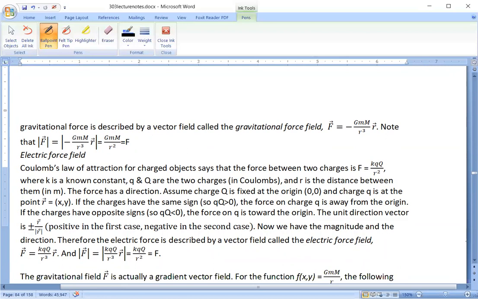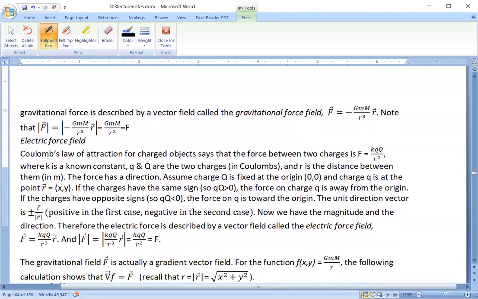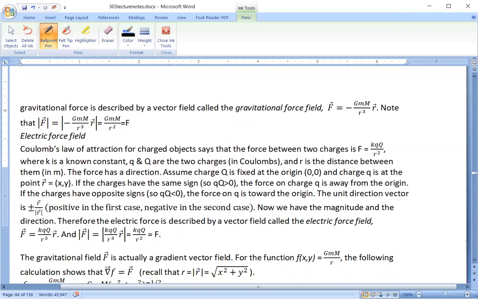So I'm going to give it to you right now. f of x, y equals GMm over r. And now we're going to check, or prove, that that is the function such that when you take the gradient, you get the vector field. And for this calculation, remember that little r is a magnitude, so it's the square root of x squared plus y squared.